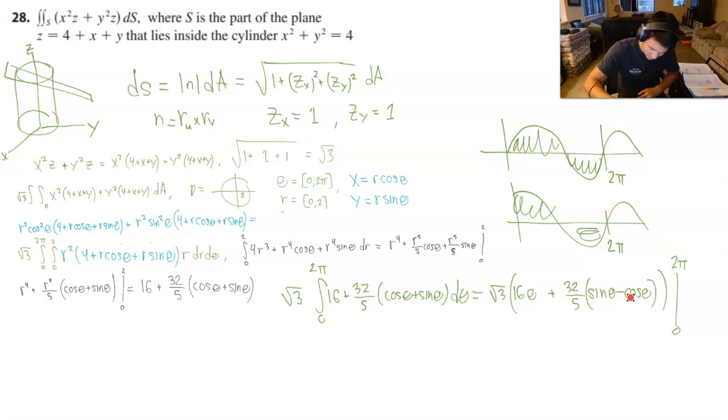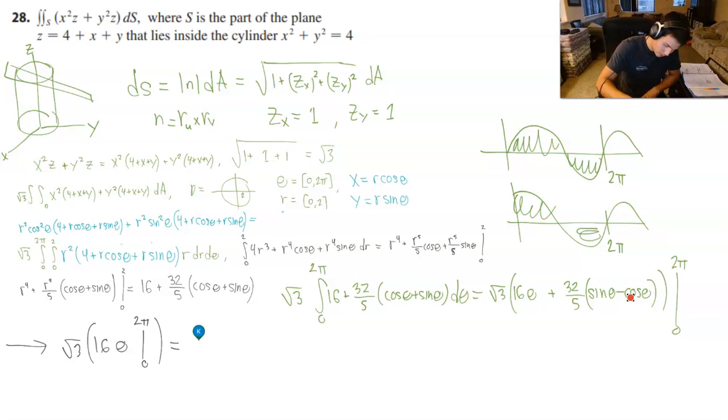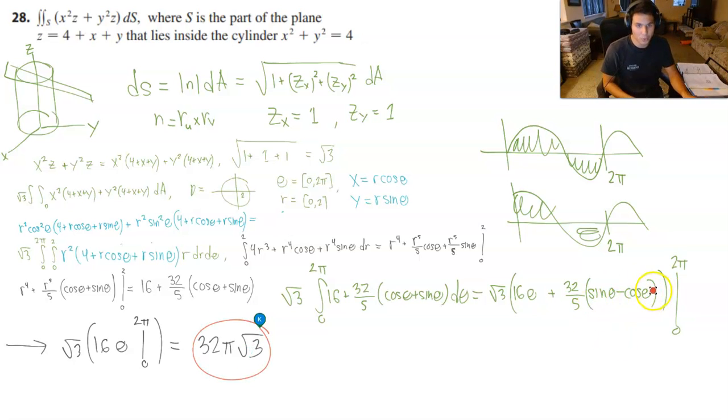So, if I go here, now all I have to do is square root 3 times 16 theta, 2 pi to 0. And this will be what? This will become 32 pi square root 3. So right there is just a simple trick just to show you guys that maybe using some calculus will help out, right?